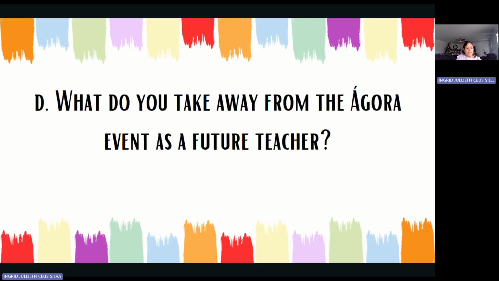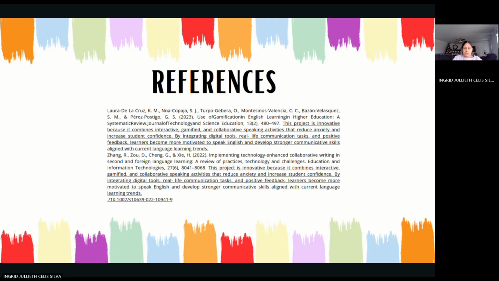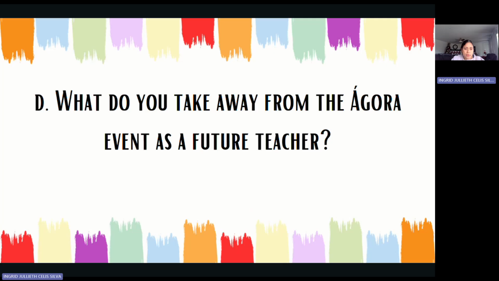This is number 3. This is letter C. Sorry, I have a mistake, I don't have letter C on my screen. Letter C is: which activity from the Agora poster is inspiring you most and why?